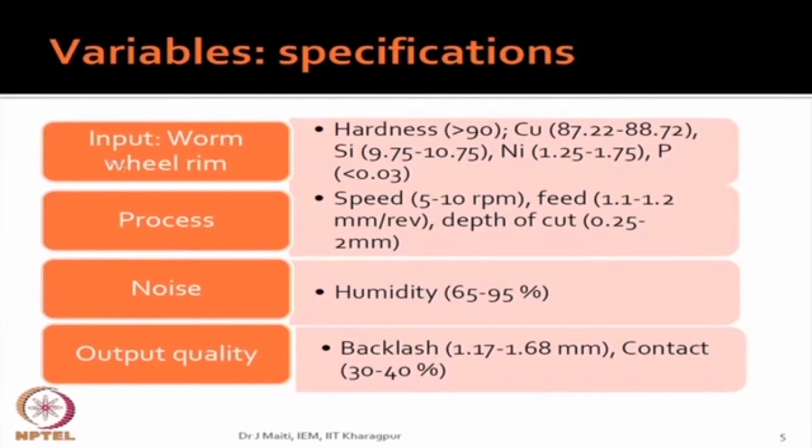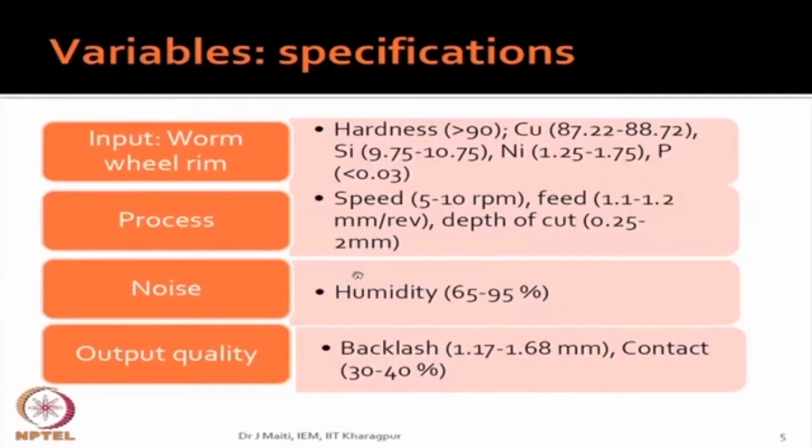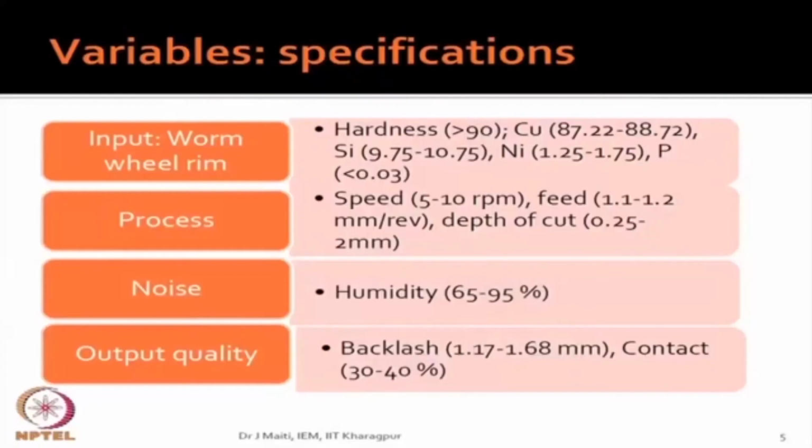So, you have input quality, you have process variables, you have noise variables, and you require certain output quality. So, can there be a relationship between output quality and input quality, process variables or process conditions, and noise present while producing the worm gear? Okay. So, this is our sole purpose for modeling the total system, and there are many techniques available to model, but here we will use multiple linear regression.